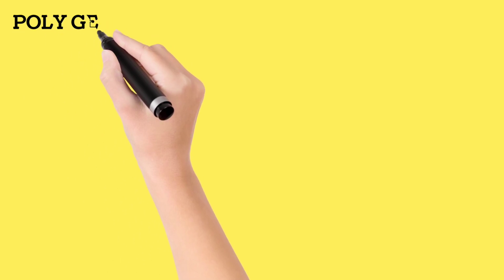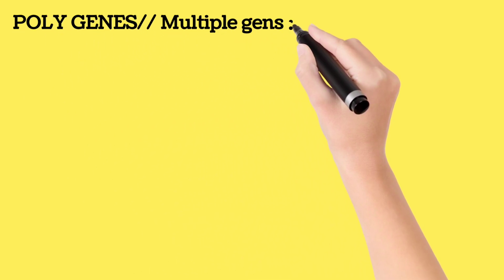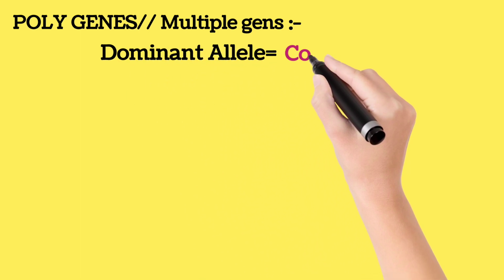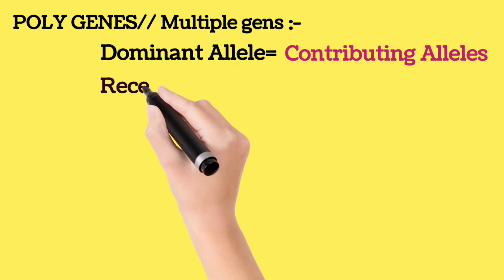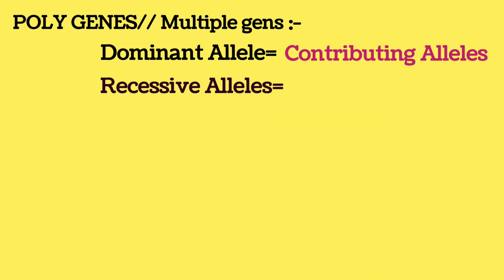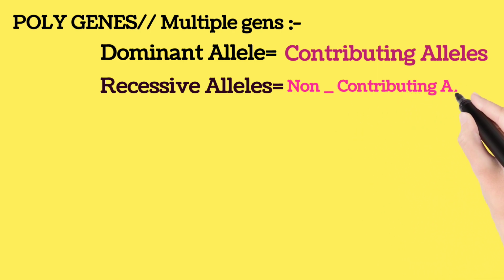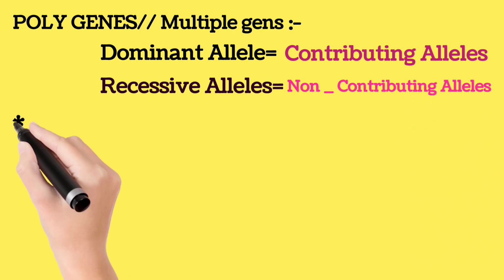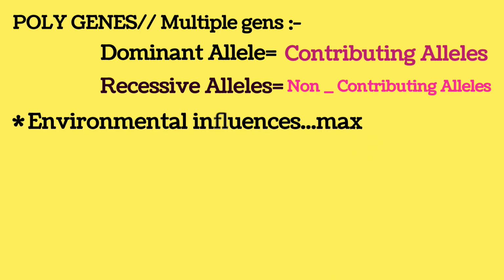Now coming to a very important point about polygenic inheritance: the polygenes are also known as multiple genes. Here two types of alleles are used. For example, dominant alleles are known as contributing alleles. They play a significant role in controlling phenotype. Recessive alleles are known as non-contributing alleles. The environmental influence is maximum in polygenic inheritance because many genes get exposed to the environmental conditions.